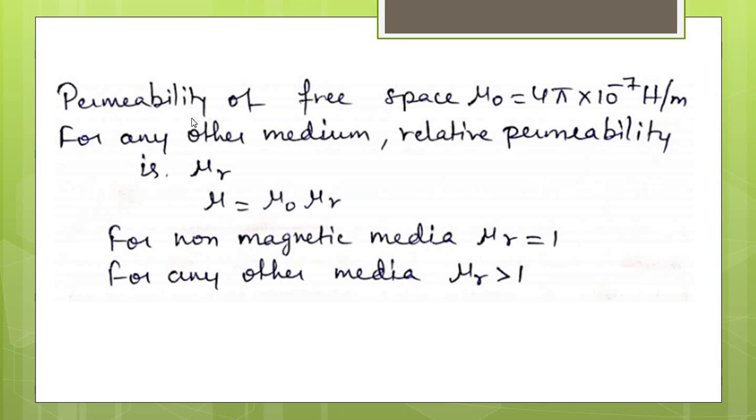The permeability of free space, we write it as mu naught, which is equal to 4 pi into 10 raised to minus 7 Henry per meter. For any other medium, the relative permeability is mu r. So mu is equal to mu naught into mu r. For non-magnetic media, we write mu r is equal to 1, and for any other media, mu r is greater than 1.